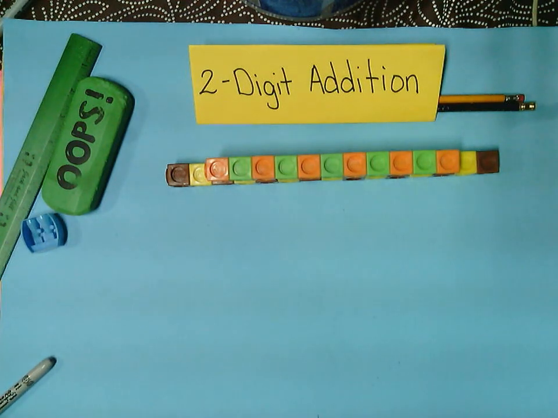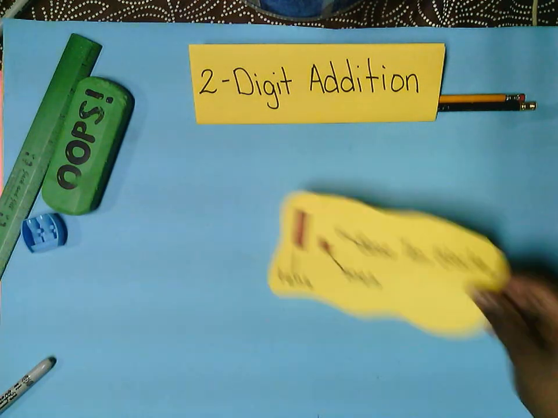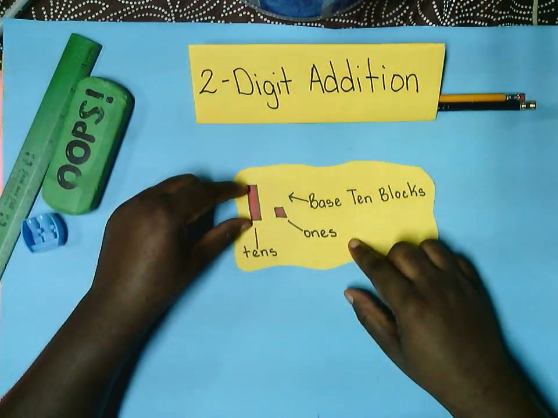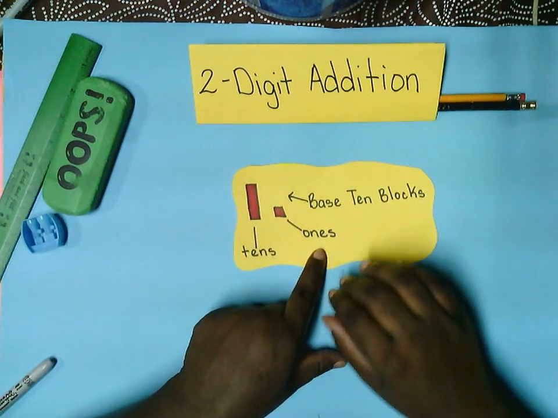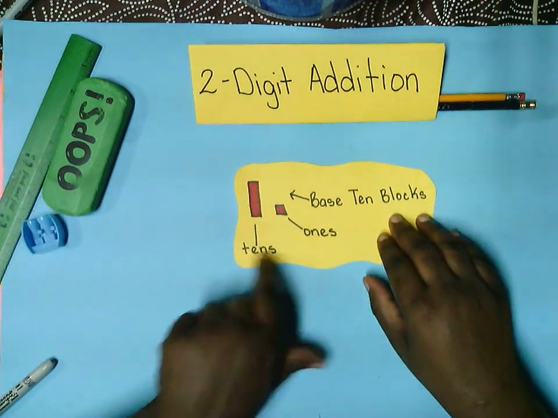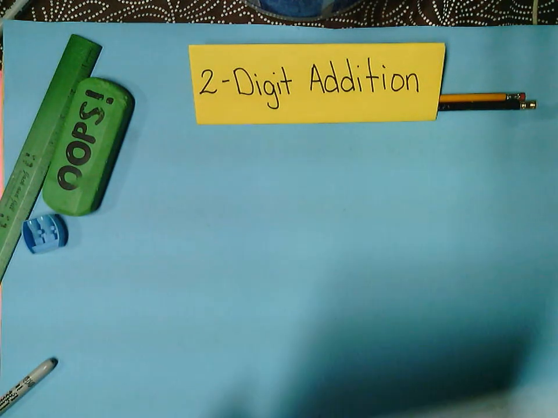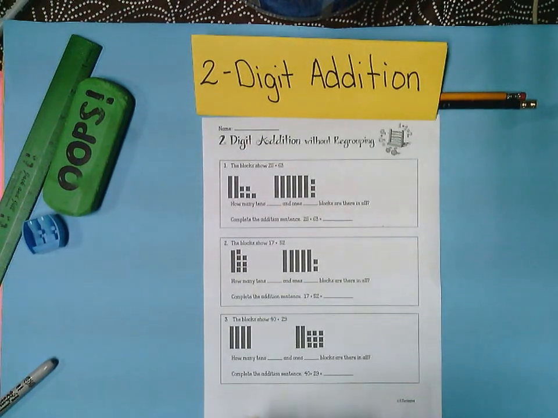Okay, now there's another way also that we can use to add two-digit numbers. And that is using, you've seen this in place value, base 10 blocks. We have the long ones that are called tens, and then we have the units which are ones. And we're going to see today how we use base 10 blocks, tens and ones, to find the total or sum for numbers. So let's look at this worksheet. Two-digit addition without regrouping.